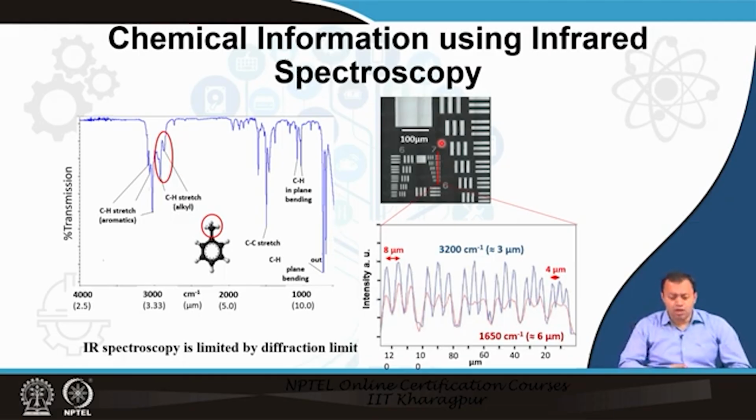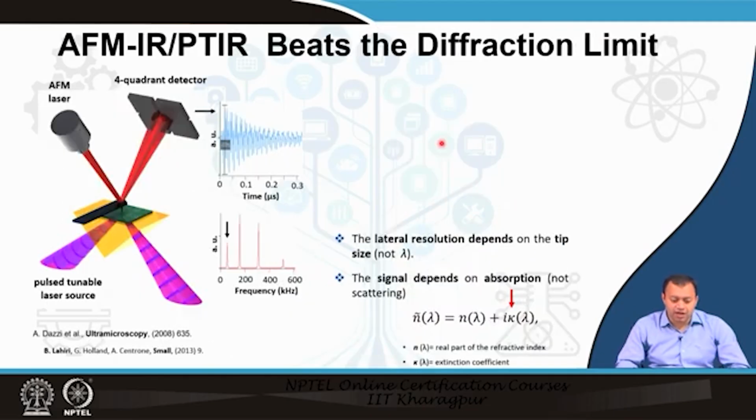With normal spectroscopy, FTIR spectroscopy, Raman spectroscopy, you get into trouble because both of these optical spectroscopies are limited by the diffraction limit. Lambda by 2 has to come in. Today I am going to tell you that we can bypass the diffraction limit. We can break it using something called AFM-IR, atomic force microscopy infrared spectroscopy, also named PTIR, photothermal induced resonance. This is something that beats the diffraction limit. How does it do it?